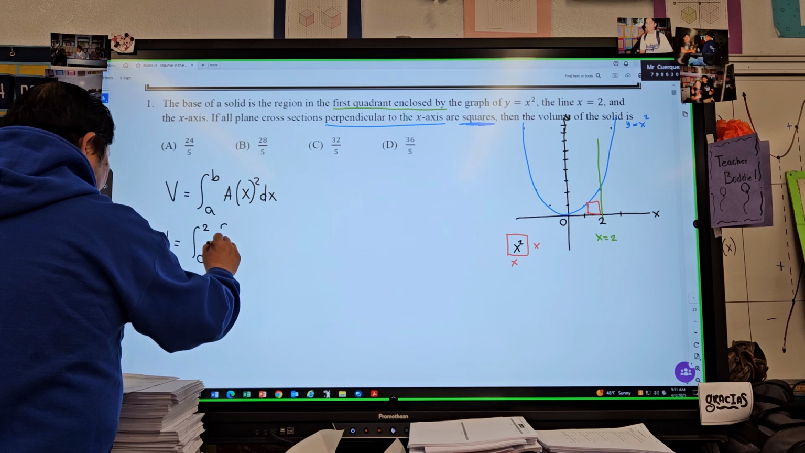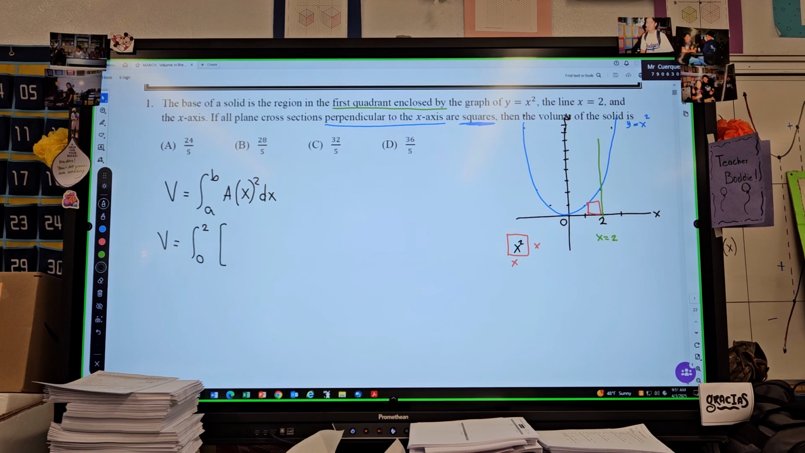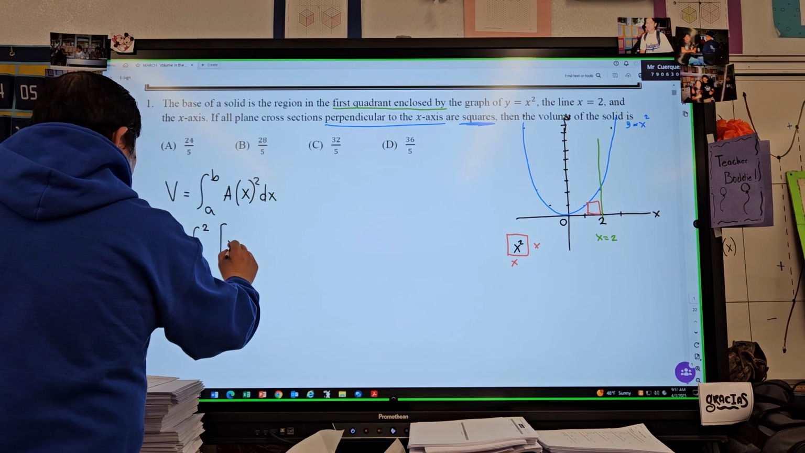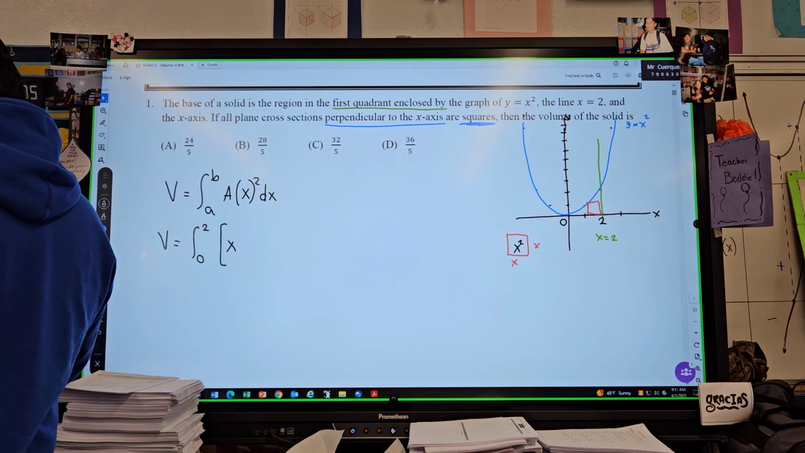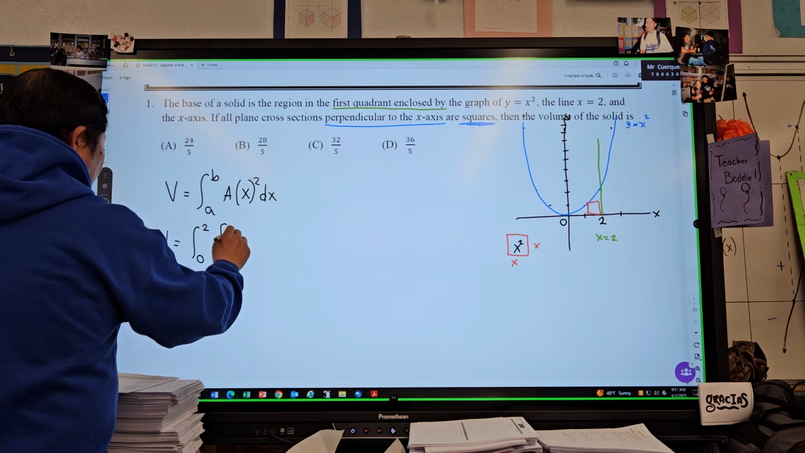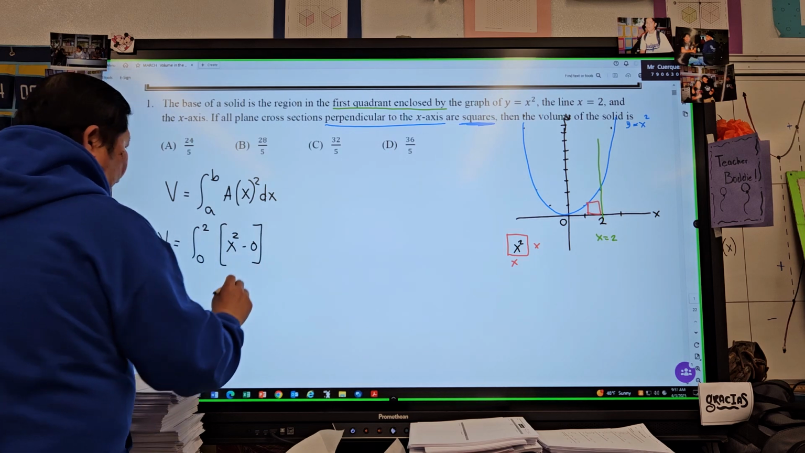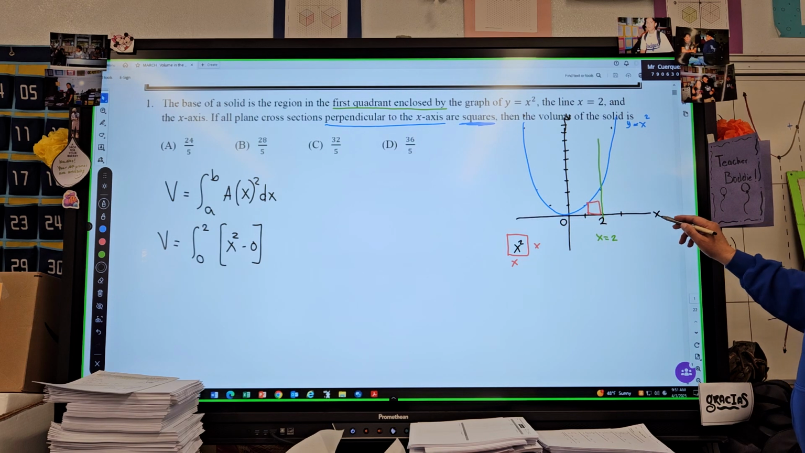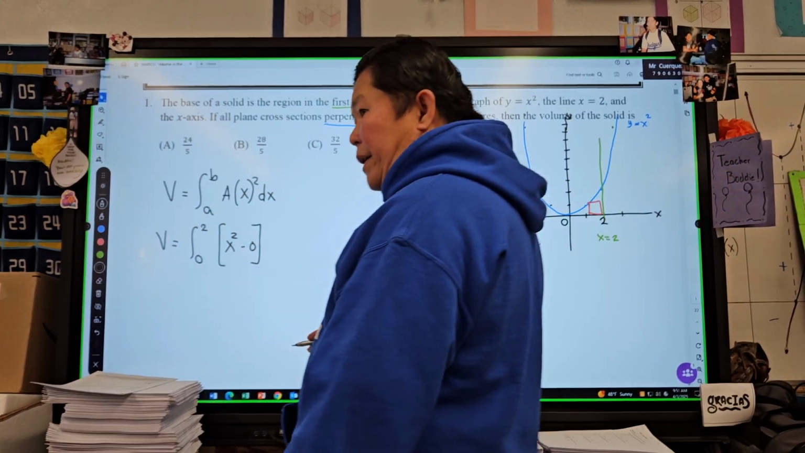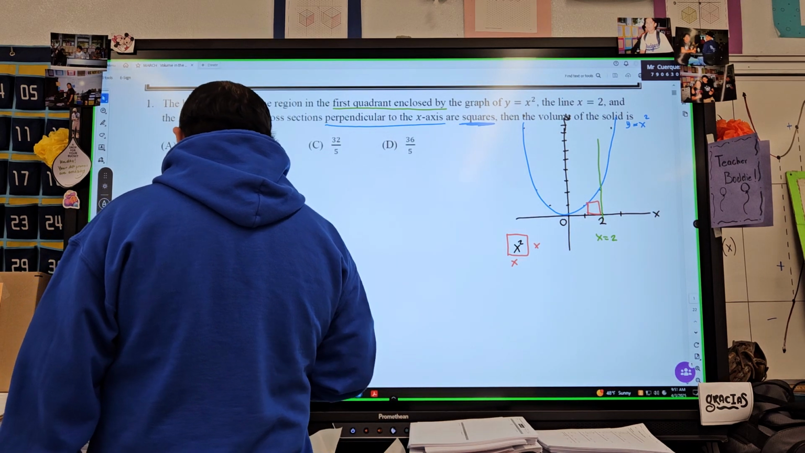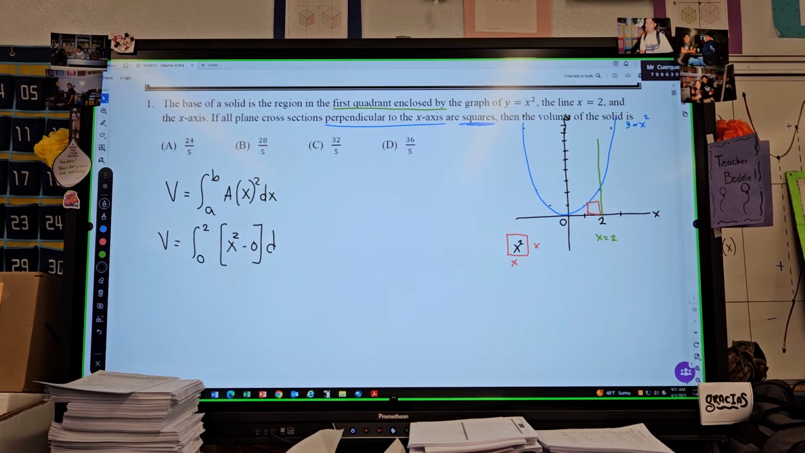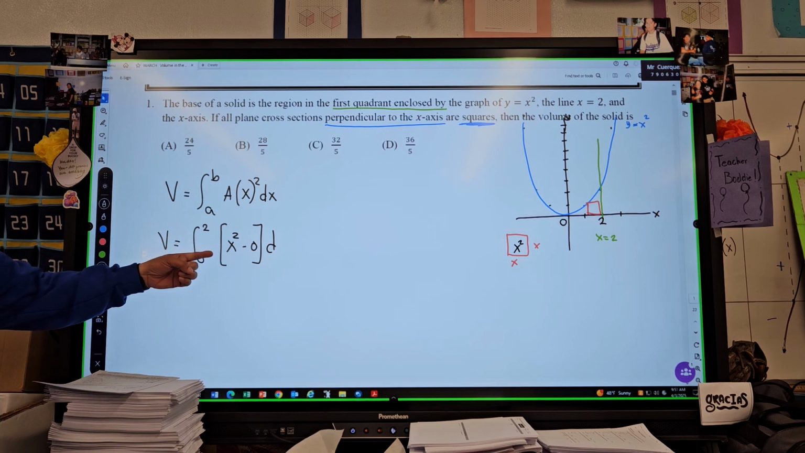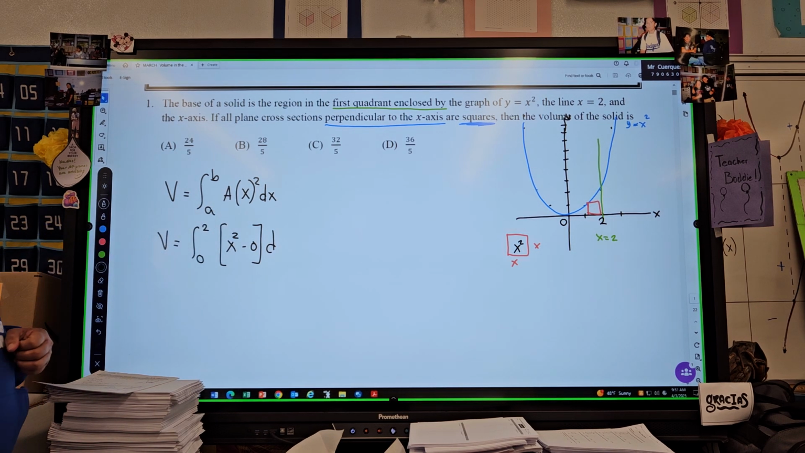And then, what is this? Area f of x is square, x squared, right? x squared minus 0. And again, the 0 right here is this line. This is the upper curve, this is the lower curve. Okay. And then dx, right? Okay. So, can you now continue? And then, what is lacking? It's gonna be squared. Okay, very good.